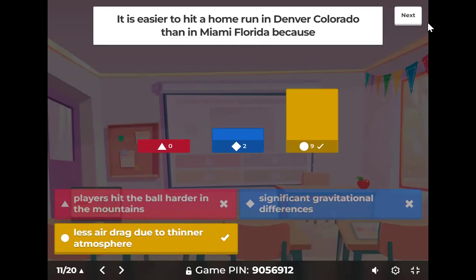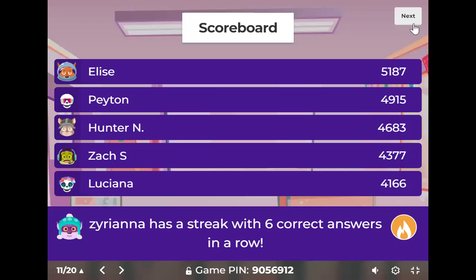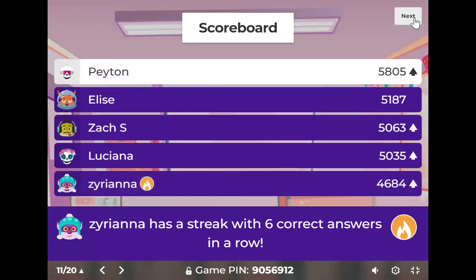You guys ever been up in the mountains, up Denver, Colorado, maybe? Yeah, you could tell the air is thinner. Right? You try to run around and get winded real fast. Yeah, it's easier to hit a home run up there. There's not as much air drag.